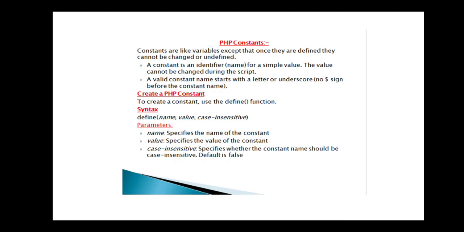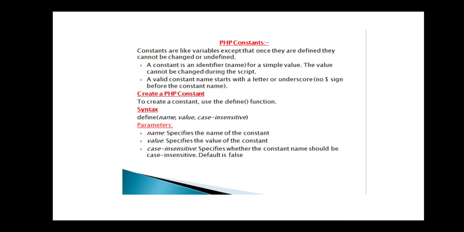A valid constant name starts with a letter or underscore. There is no dollar sign before the constant name. So here you can see we will not be using the dollar sign before the constant name. A valid name starts with a letter or the underscore, right? Here you can see how to create a PHP constant. To create a constant, use the define function. You should remember that while using a PHP constant, you should use the define function.